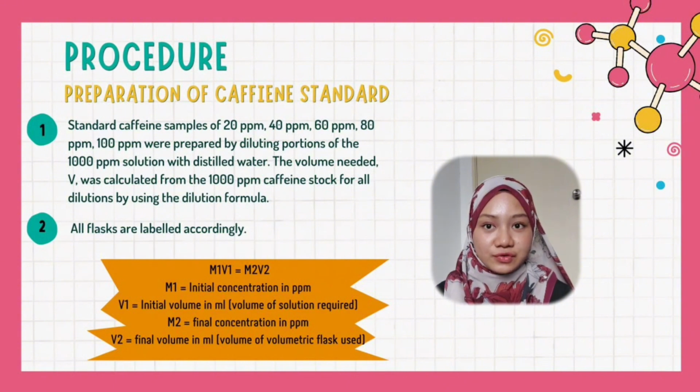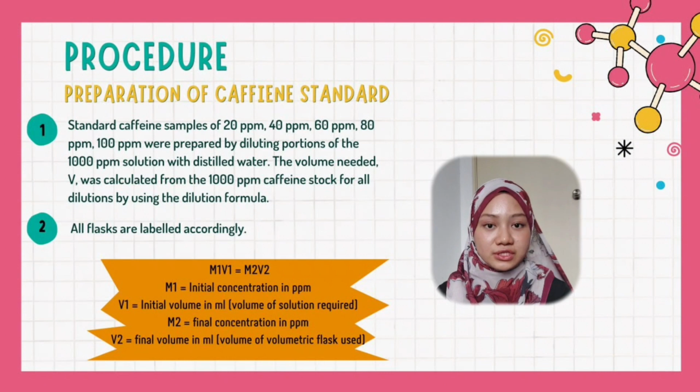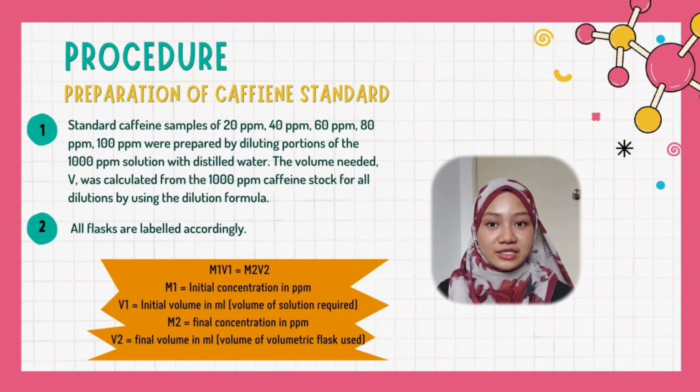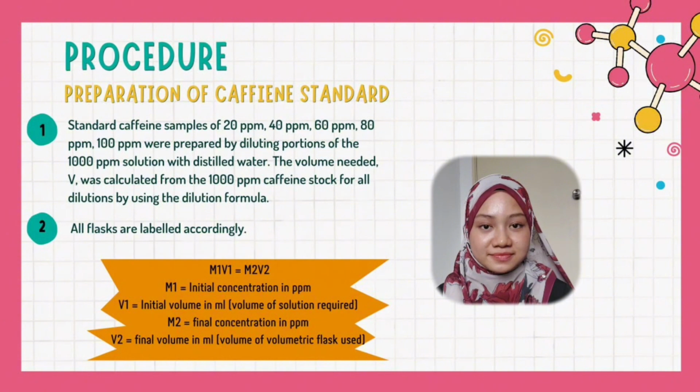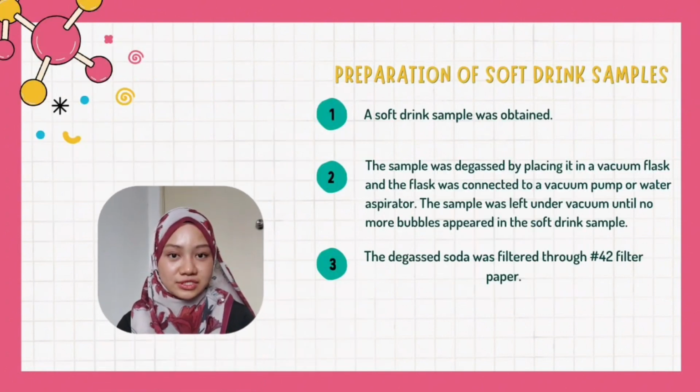M1 is the initial concentration in ppm, V1 is the initial volume in milliliters, M2 is the final concentration in ppm, and V2 is the final volume in milliliters. Secondly, all flasks are labeled accordingly. The next step is preparation of soft drink samples.